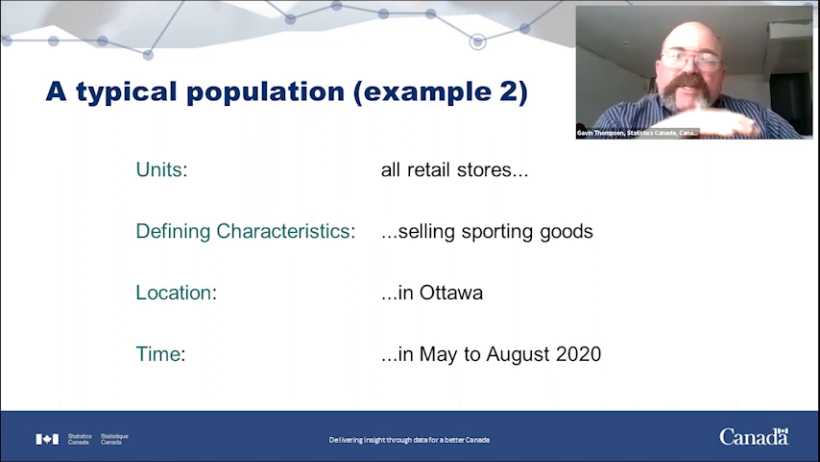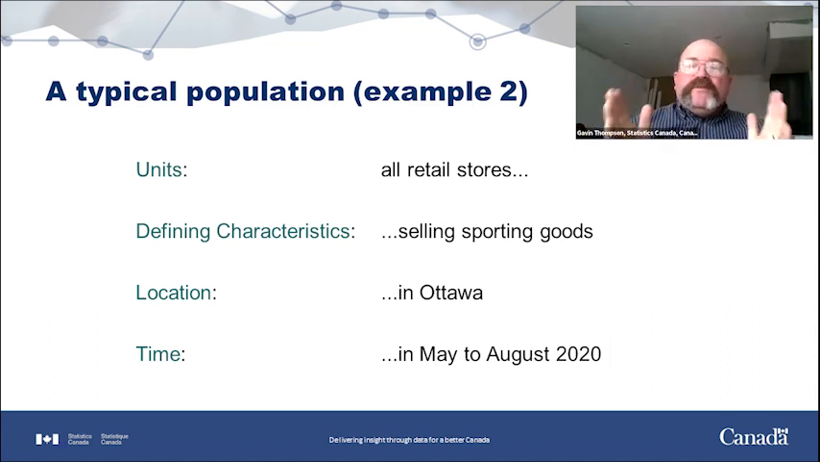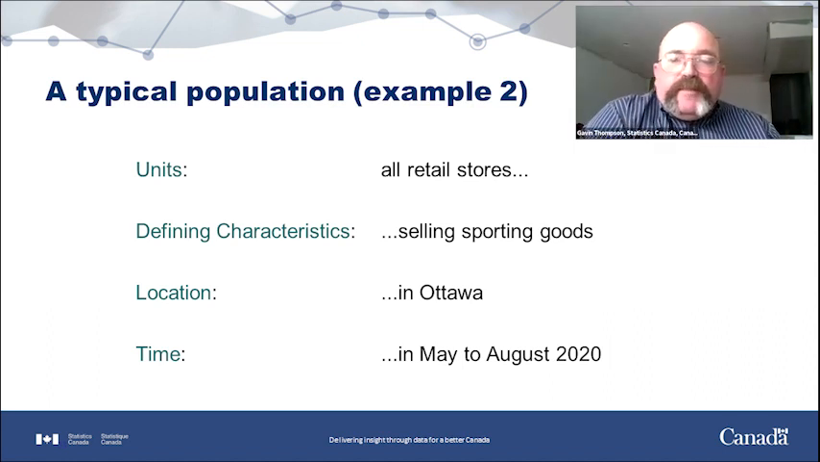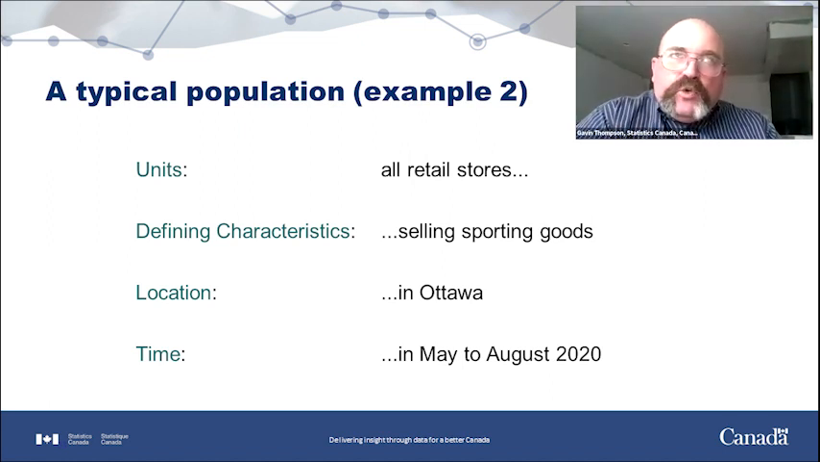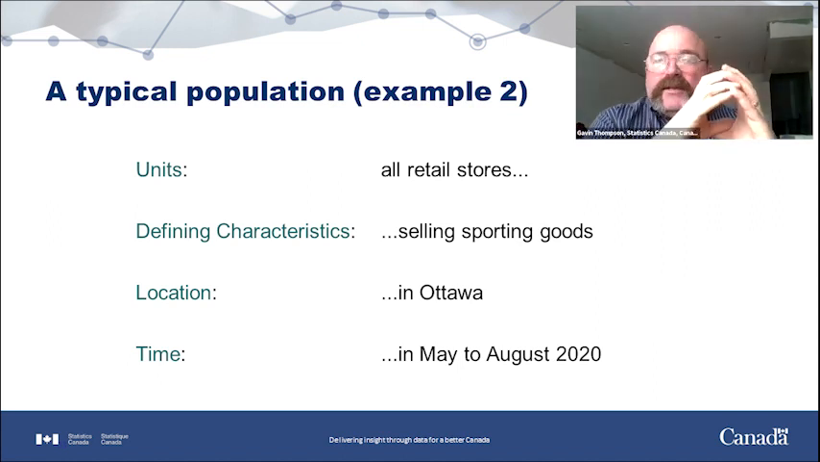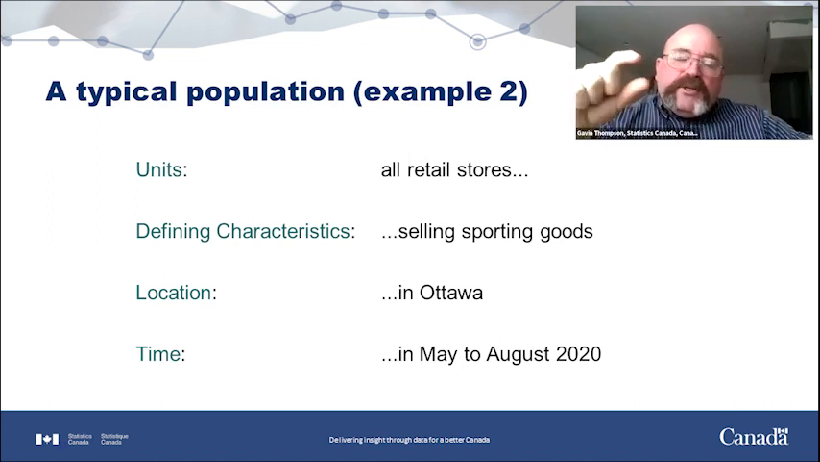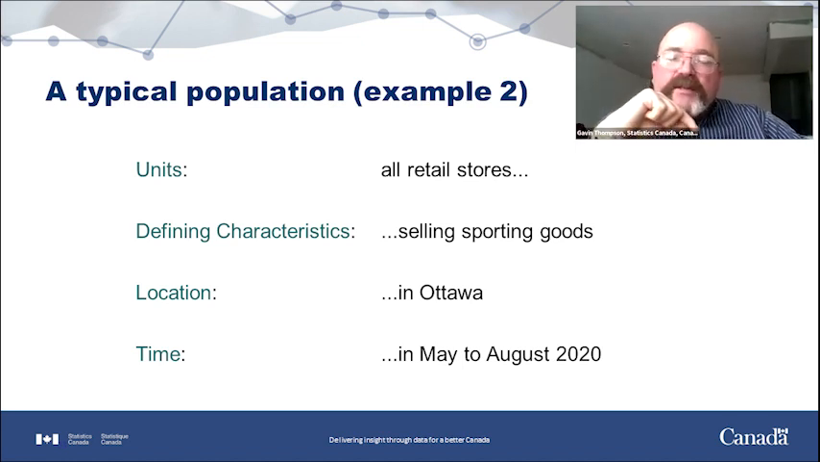On the business side, so all retail stores selling sporting goods in Ottawa from May to August of 2020. So here we have a very well-defined time period, May to August. Ottawa is the city I live in, that Tracy lives in. The geopolitical boundaries of Ottawa changed in the year 2000 or roughly around there, and it swallowed up a bunch of smaller cities that were around it. And so the smaller the geographical area, the more likely you're going to have a hard time defining it. So for example, every one of us should be able to define the boundaries of our country.